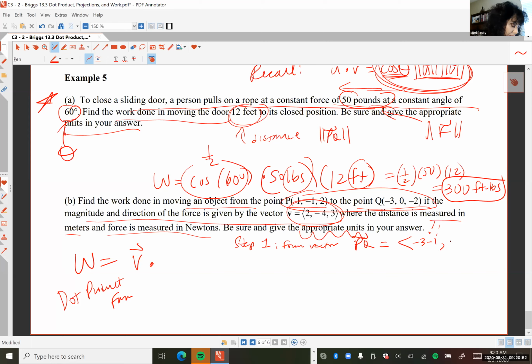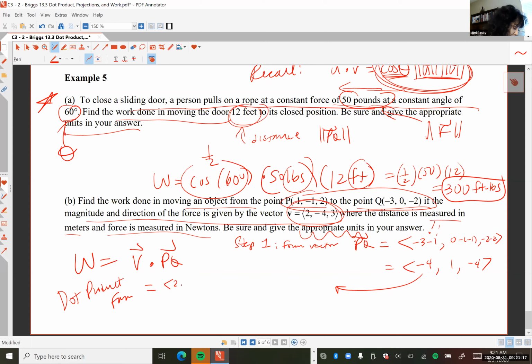And you're going to take the difference of the x coordinates, comma, the difference of the y coordinates, and then the difference of the z coordinates. So here I'm going to get -4, +1, and -4. Okay, now I can go ahead and do the dot product with the force vector and the vector that basically connects the starting point with the ending point, okay?